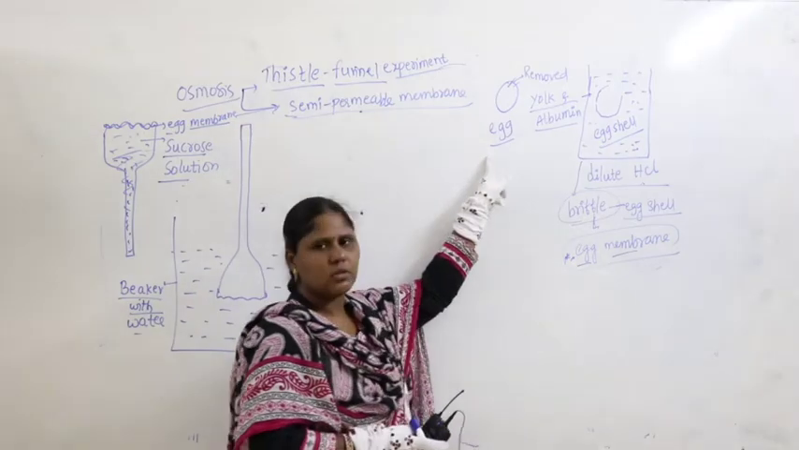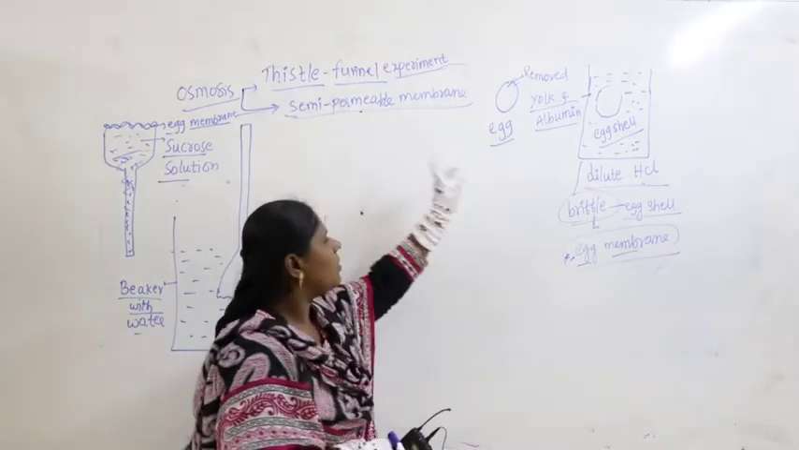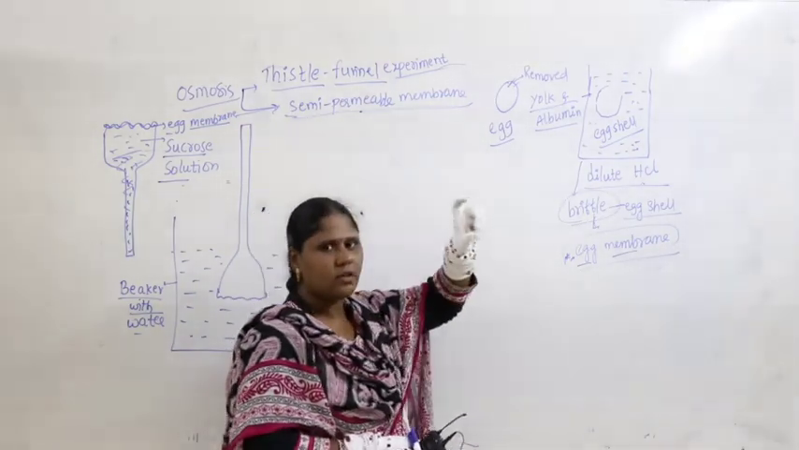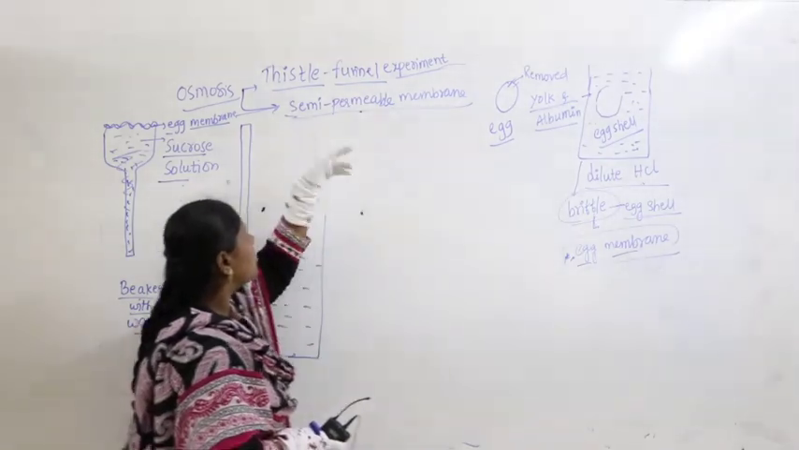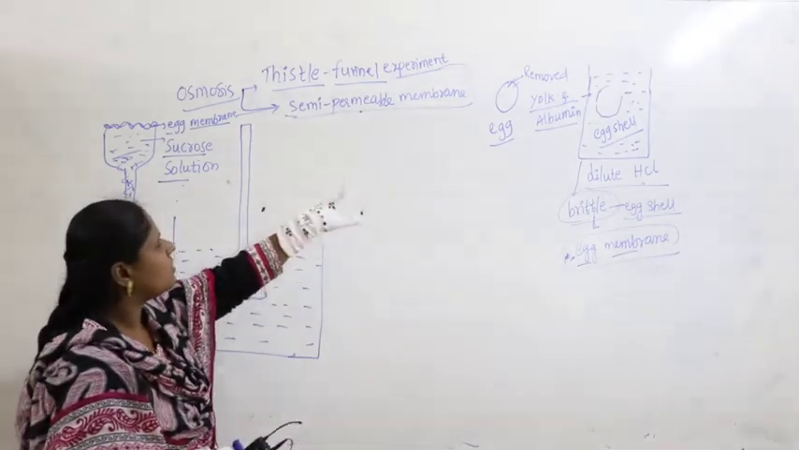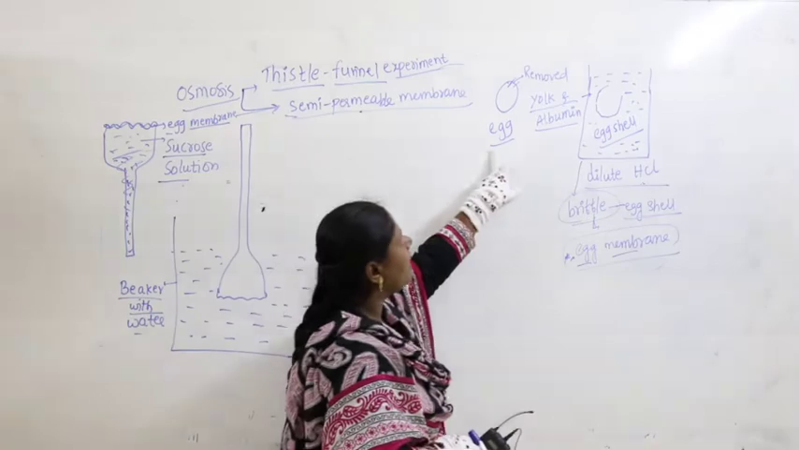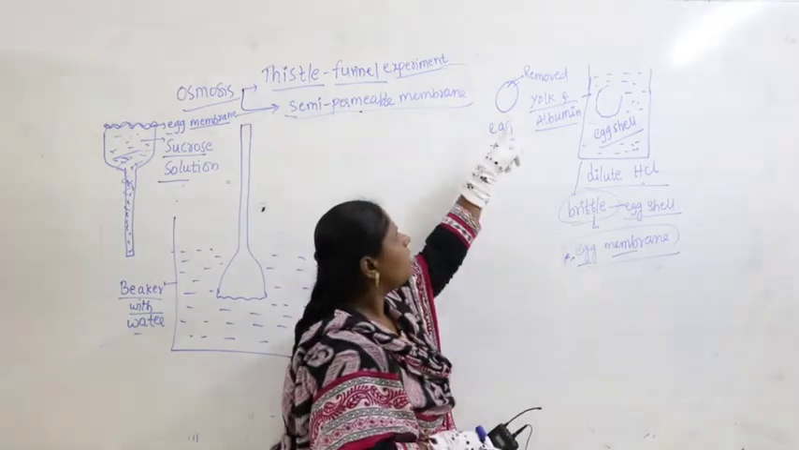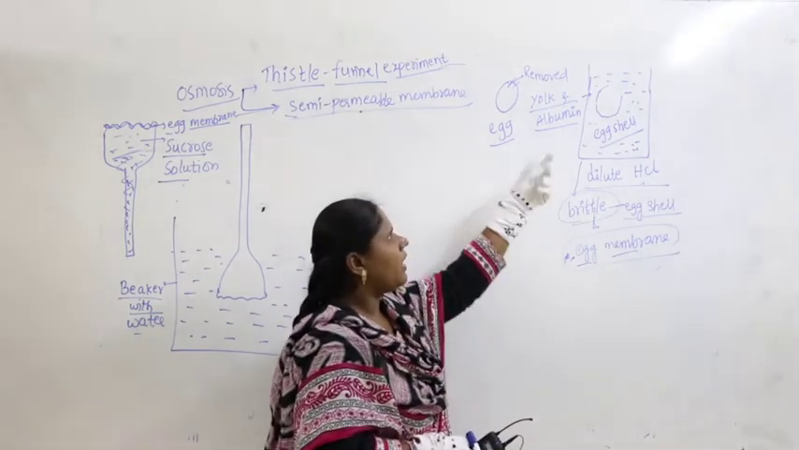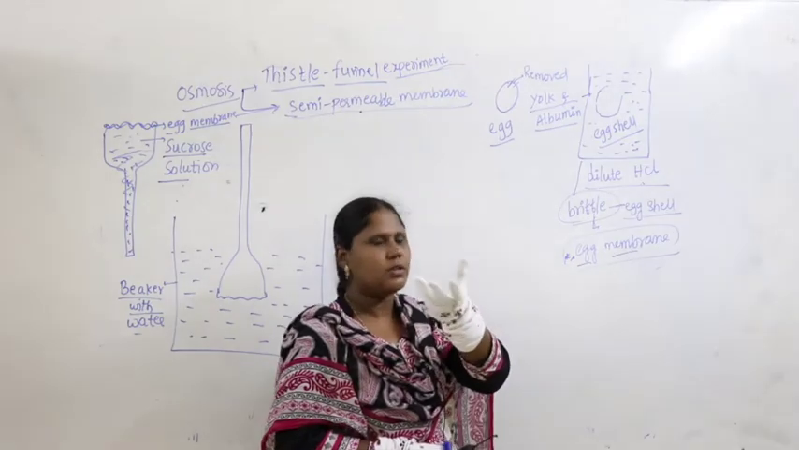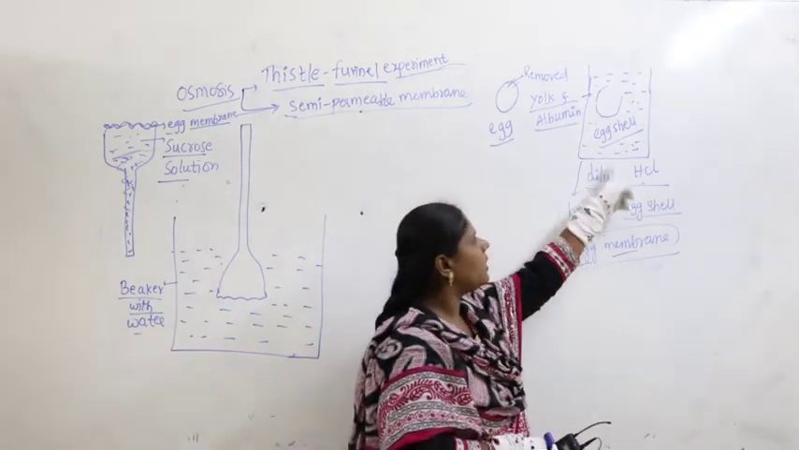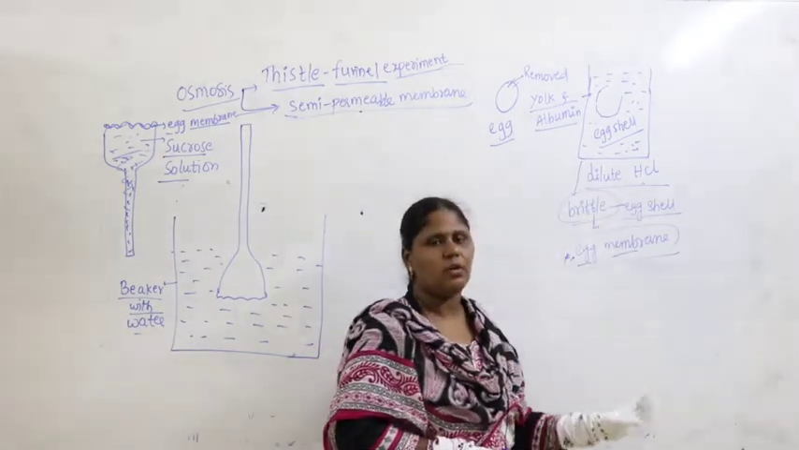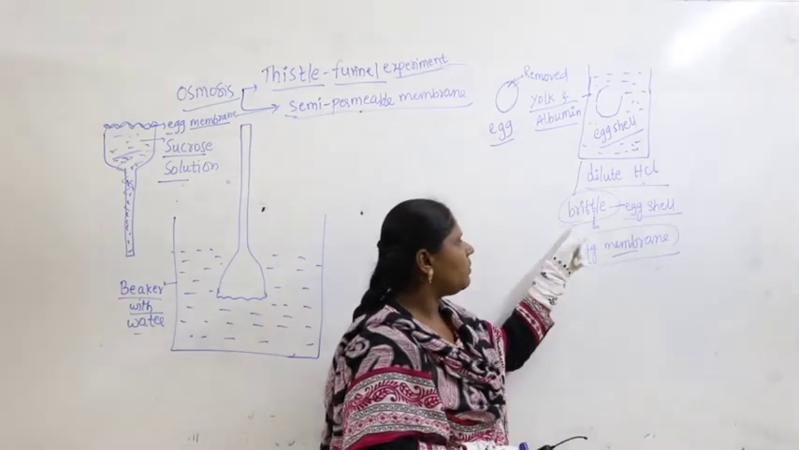So the scientist took the Thistle funnel. Now simply, generally we call them thistle funnels, but scientist Thistle took one egg and made one small hole, removed the yolk and albumin, and took the empty eggshell. The empty eggshell is kept in dilute HCl for a long time. Then what happens? It became brittle.